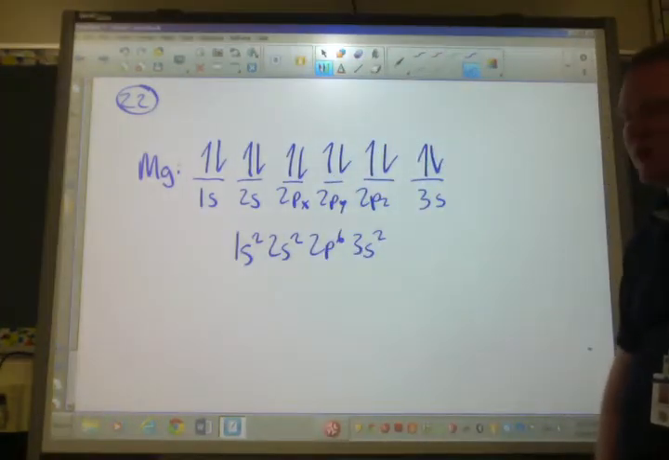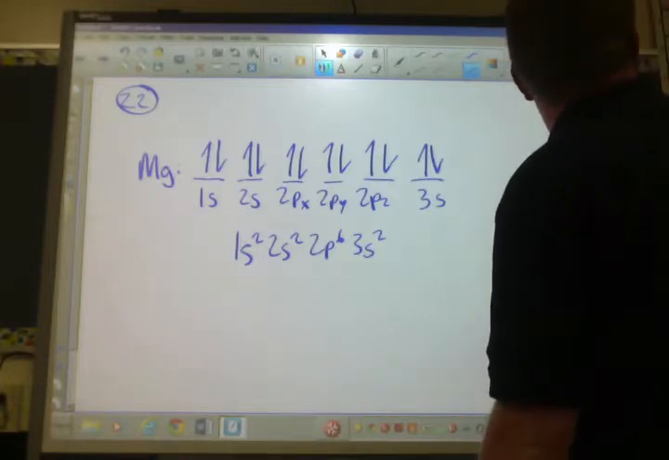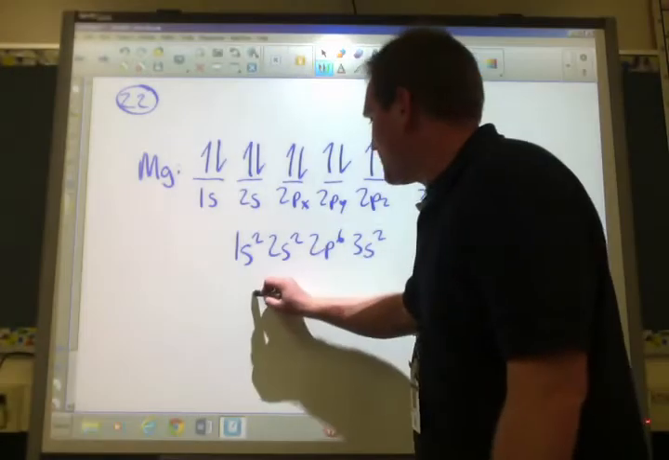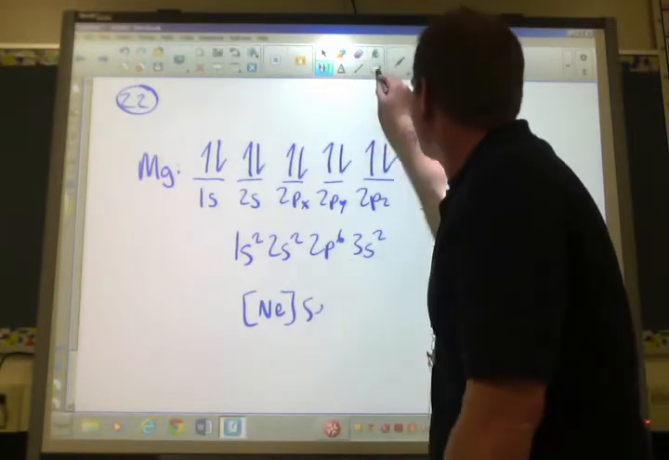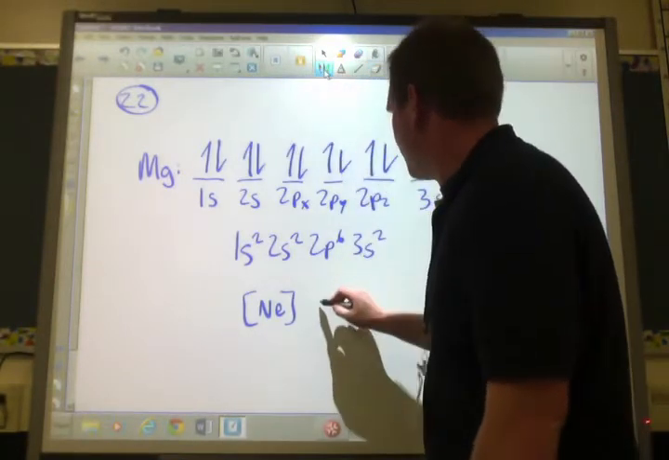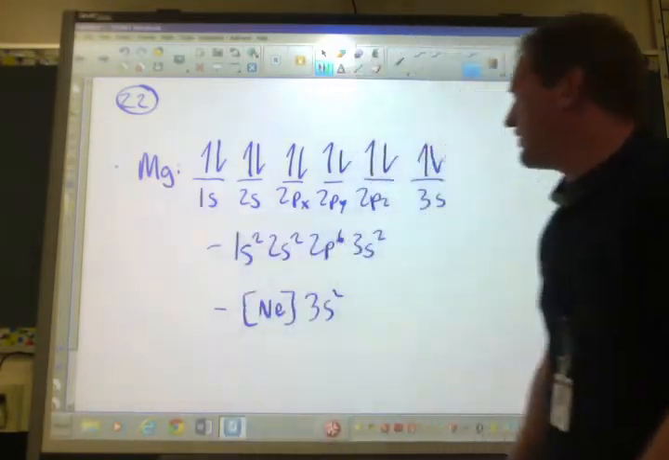So there's two ways of writing it. Actually, the third way is noble gas notation. So we would trace this back to the previous noble gas, which is neon, and then we just tack on 3s2. So really there's 3 ways of writing this.